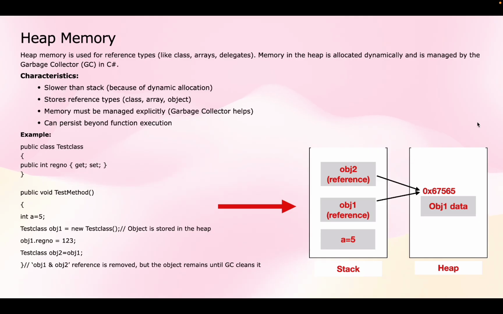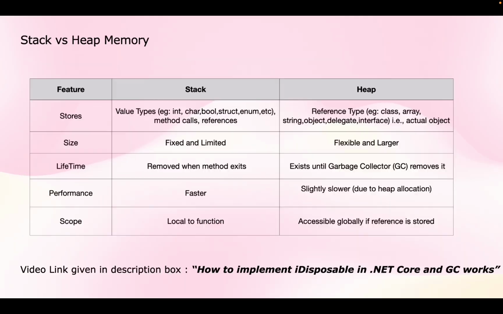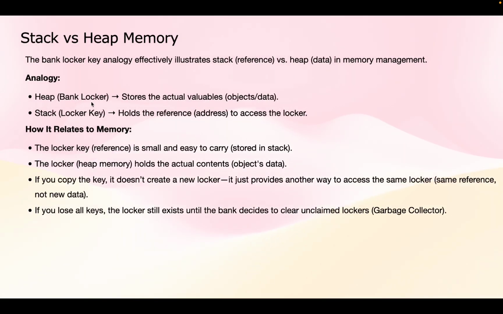Hi all, let's compare the stack versus heap memory concept with the bank locker analogy to remember easily. Consider the bank locker as heap memory, where actual valuables, that is data, will be stored, and the locker key as stack memory, which holds the reference to access the locker valuables, that is data. Like this, the compiler uses a stack reference to access data from heap memory.